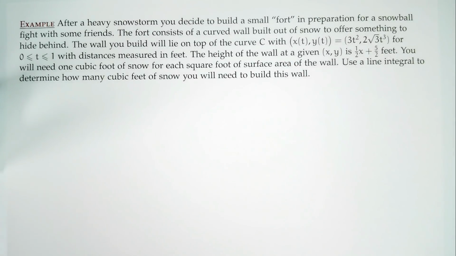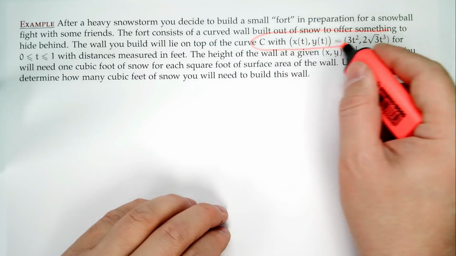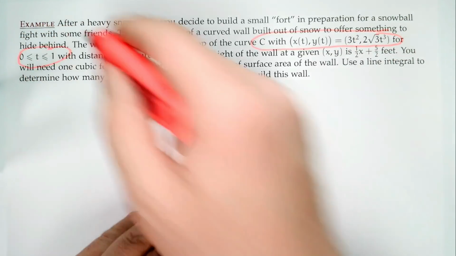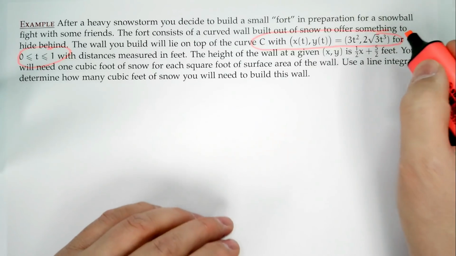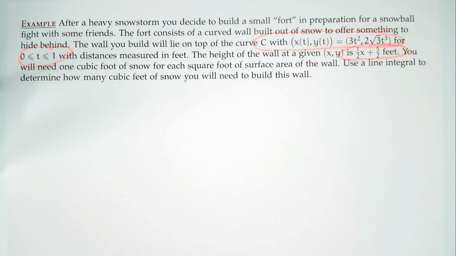Well, that's probably important. In fact, I should probably circle that. So we have a curve C, and for 0 less than or equal to t less than or equal to 1, that gives us times. And the distances are measured in feet. The height of the wall at a given x, y is 1/2 x plus 5/2 feet. Okay, so this is the height. Now, you'll need 1 cubic foot of snow for each square foot of surface area of the wall. Use a line integral to determine how many cubic feet of snow you will need to build this wall.